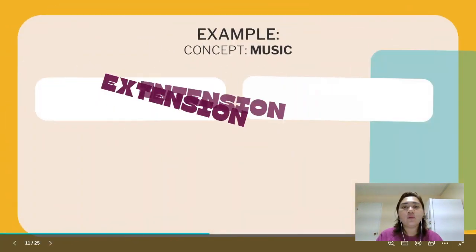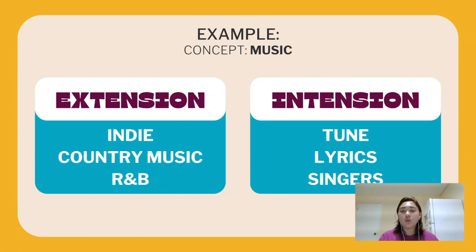Example here. For our concept, we chose music. For music, we have the extension, or under extension, we have the music genres. We have indie, country music, and R&B. Equal to that is the intention. Intention includes all the characteristics that these extensions share. For example, they all have tune, of course. They all have lyrics. They all have singers or producers. So that is the basic example of how extension and intention work.